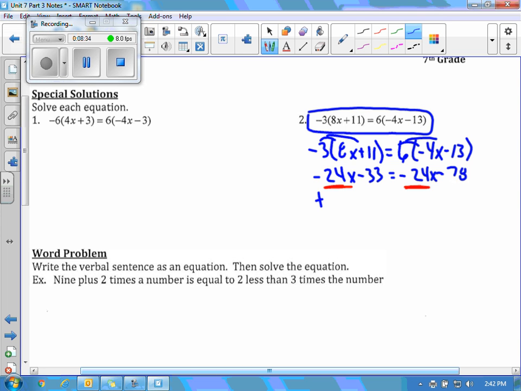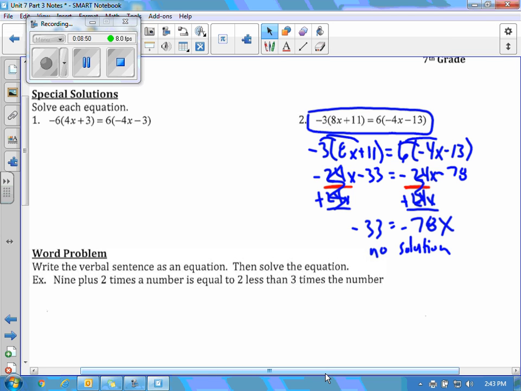I want to move the x's over, so I'm going to add 24x to both sides. But if you notice when I do that, those wash out. So I have negative 33 equals negative 78, which is not a true statement. So we call this no solution. So two special cases. One's all numbers. That's when it's exactly the same on both sides. No solution is when we work it out and we get two numbers that aren't actually equal to each other. So we know we're done there.